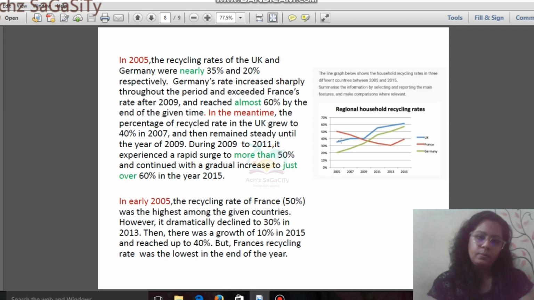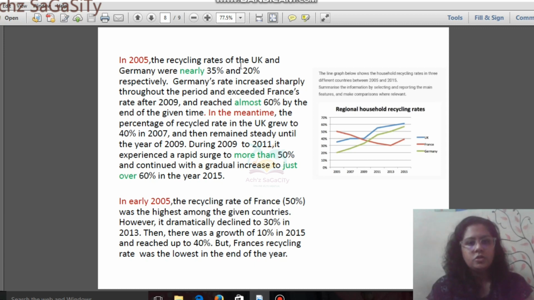We already mentioned that here it just shows between 30 and 40, so we just wrote it as nearly 35%. Then 20% for Germany. Don't mislead the order either; write it accordingly. Okay, respectively. For respectively, you can use other words also: apart, individually, independently, like that also.